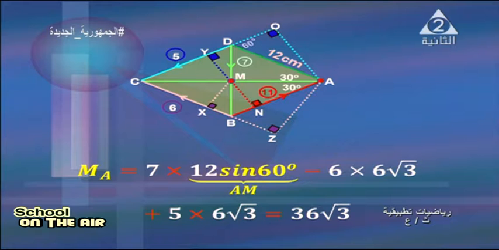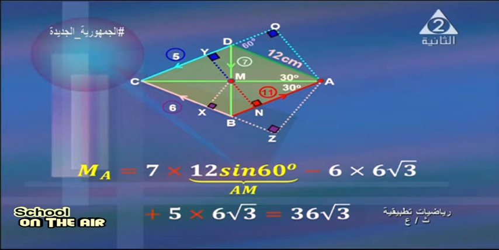Moment about A, look at the point A. We have the forces 7, 6, and 5. 7 times 12 sine 60, where 12 sine 60 is the length of AM, minus 6 times 6 root 3, plus 5 times 6 root 3. The answer is 36 root 3.